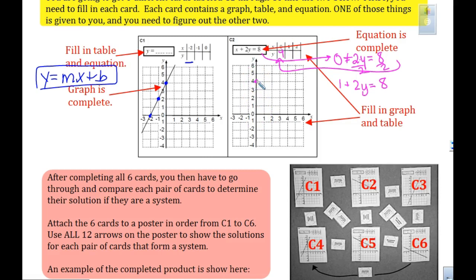So what you have to do is each card has to have the table filled in, has to have the equation, and has to have the graph. So after completing all 6 cards, then you will go to comparing each card and determining the solution of the system. You'll attach the 6 cards to the poster, you'll put them in this order, just like this. So an example of the completed project is here.